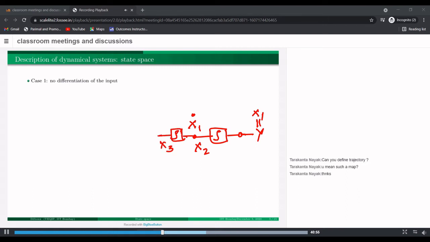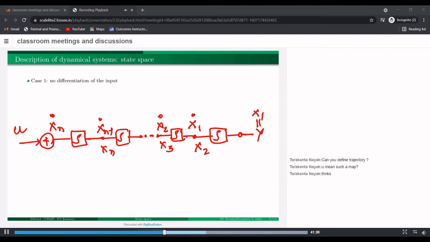This is x3. This is x2 dot, dot dot. One more integrator block gives me xn minus 1 dot, which happens to be xn, and suppose there is one more such block which gives us xn dot. Now xn dot is equal to the input plus, with minus signs, various blocks like this multiplied by a n minus 1. This gets added here.